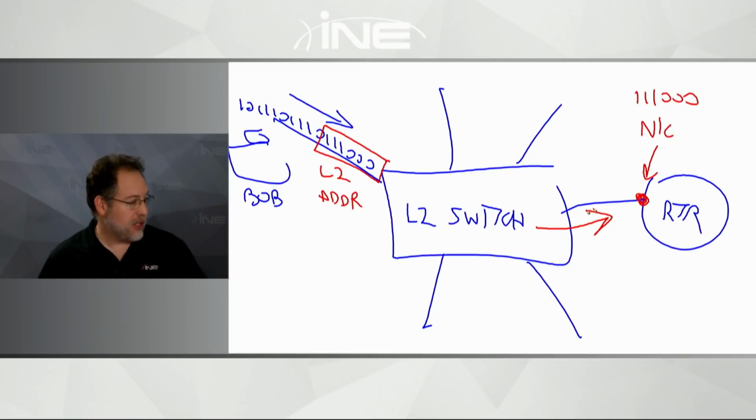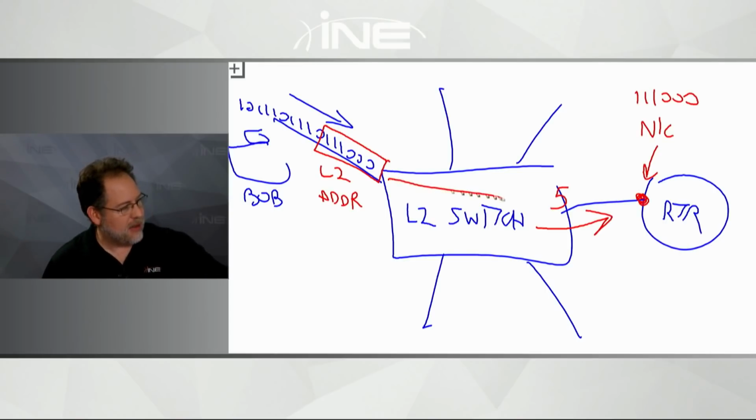A layer 2 switch was able to look at these bits and say, oh, that is a layer 2 address. I have a table that knows exactly where that layer 2 address is. That layer 2 address was learned on port number, let's say 5. So as it comes in, the layer 2 switch can say, I can look at these bits, I can interpret them, and I know exactly where they go.